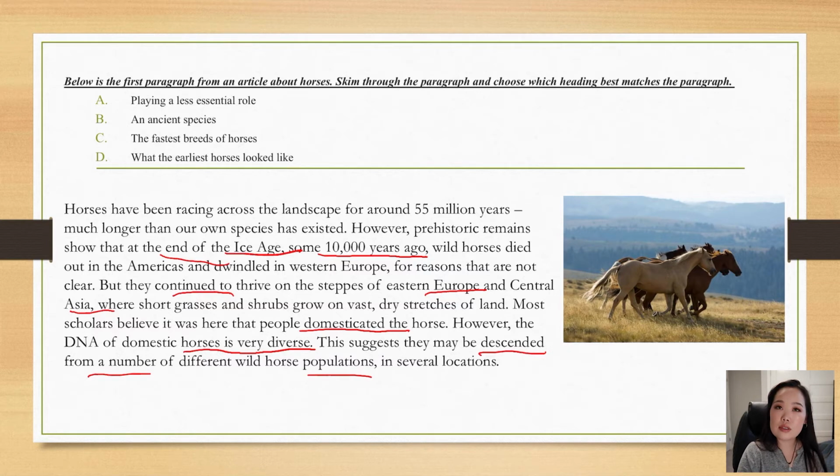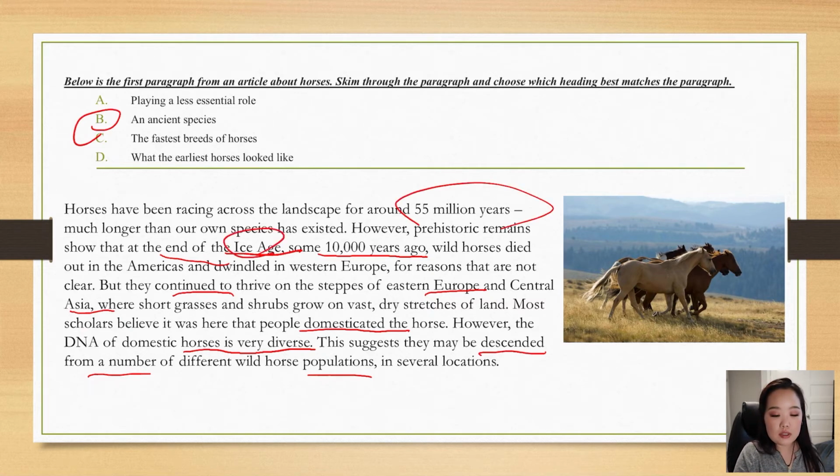My answer to this list: I believe answer B is the heading for this passage. Why? First of all, 55 million years here, and an Ice Age from 10,000 years ago, tell you this species has existed for a very long time. And it's also consistent with the singular form of an ancient species, just one species.